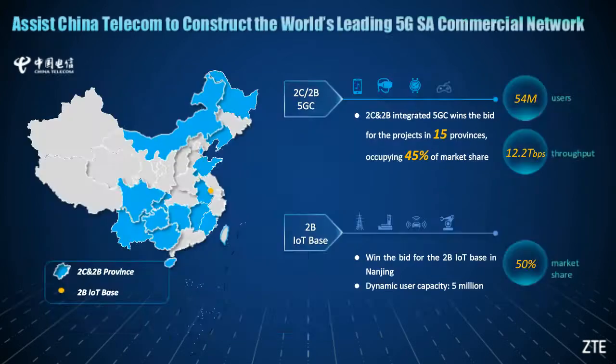Let's come to the next one. It's talking about China Telecom. In China Telecom, we also take almost 45% market share of the whole country. China Telecom also divided their virtualized 5GC into 2B and 2C, for the vertical industry and the retail consumer. In the 2B 5GC market, ZTE takes almost half of the market share as well.